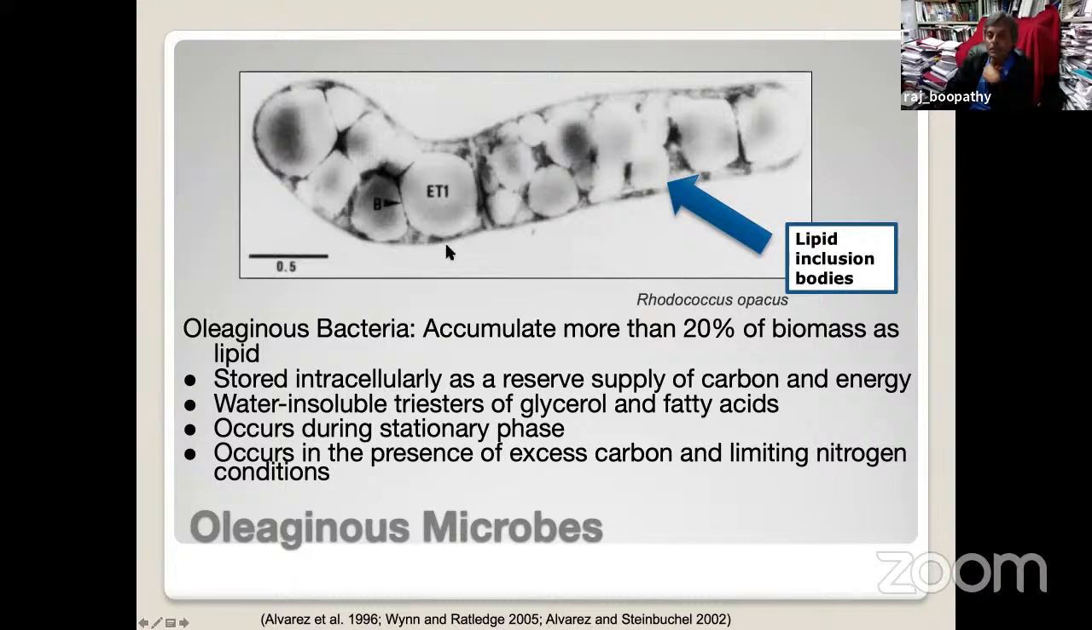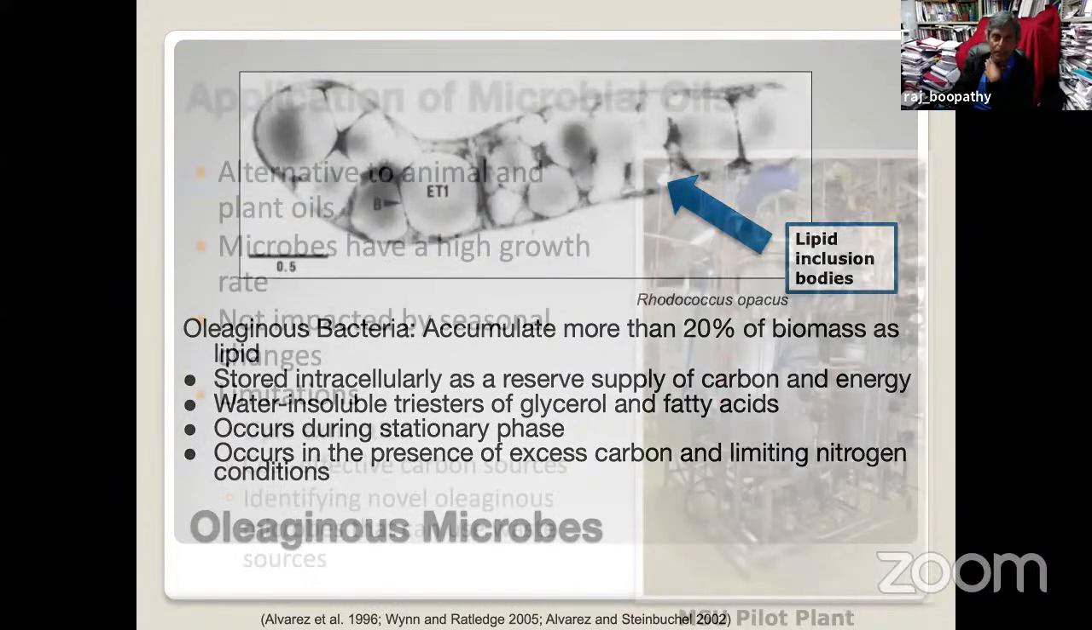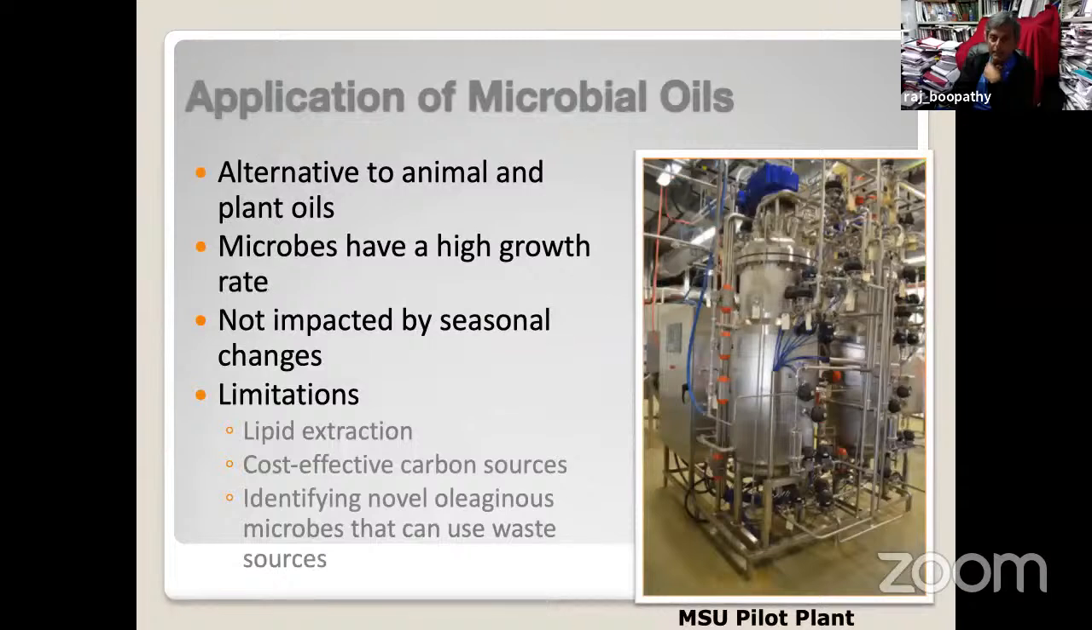It happens during the stationary phase of bacterial growth. It occurs in the presence of excess carbon and nitrogen-limiting conditions. When nitrogen is limited, the bacteria make this oil as a storage material, lipid inclusion bodies. So we are exploiting this naturally occurring phenomenon.